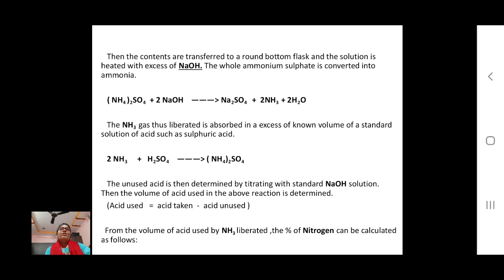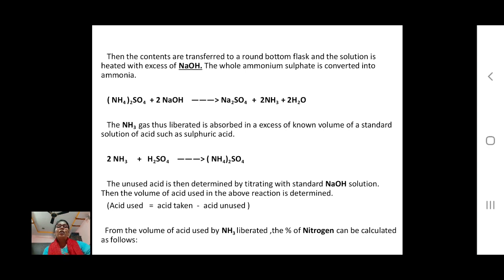Then these contents are transferred to the round bottom flask and the solution is heated with excess of sodium hydroxide. Any base we can take; here we have taken sodium hydroxide. Previously we took sulfuric acid here. Now the contents are transferred to the round bottom flask and the solution is heated with excess of sodium hydroxide. So what happens there? The whole ammonium sulfate is converted into ammonia. The reaction is written here: ammonium sulfate plus 2 moles of sodium hydroxide gives sodium sulfate plus ammonia gas plus water. Now what happened?